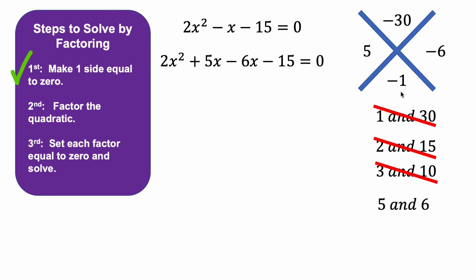So what we're going to do is split up this negative x to a 5x and a minus 6x. Again, we're going to look at these first two. What can I pull out of a 2x squared and a 5x? That would be an x. You get x times 2x is 2x squared. X times 5 is a 5x.